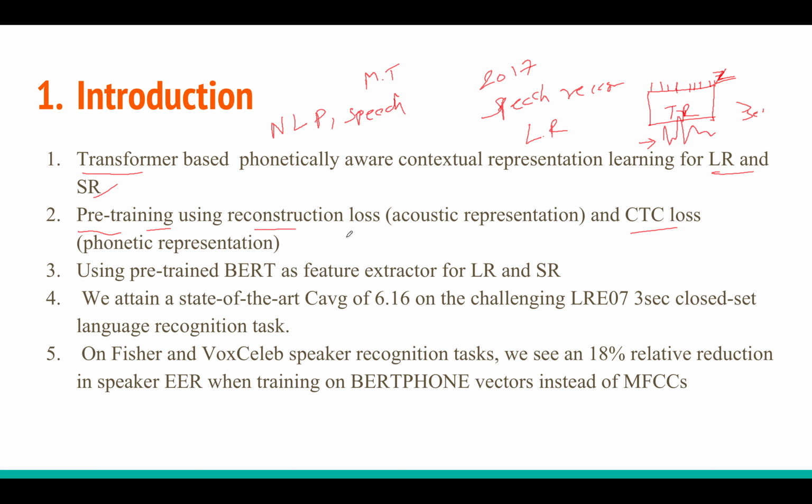Sometimes people also use something called contrastive loss, but that is a different thing itself. Assume reconstruction loss is something like, given an input, you are reconstructing something which is related to the input itself. Like in case of audio, you are reconstructing the spectrogram itself.